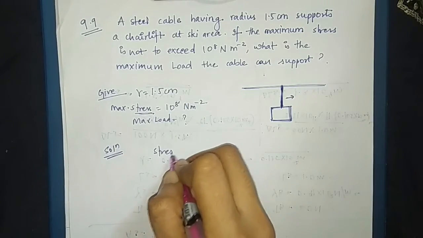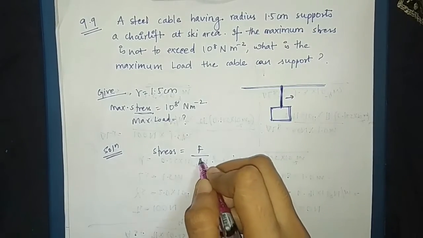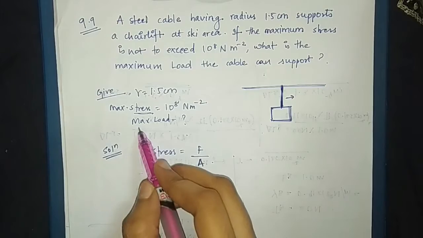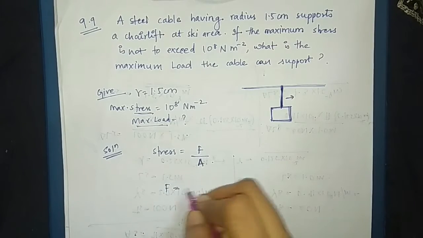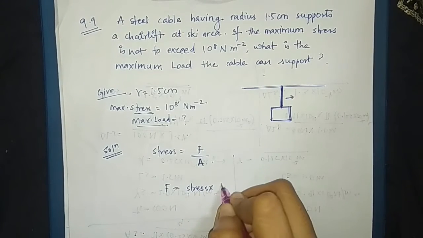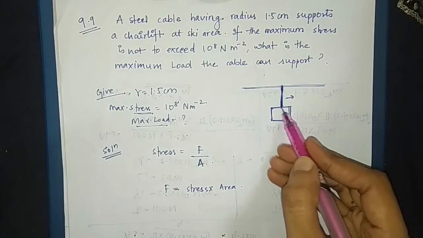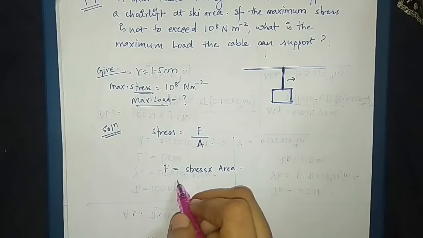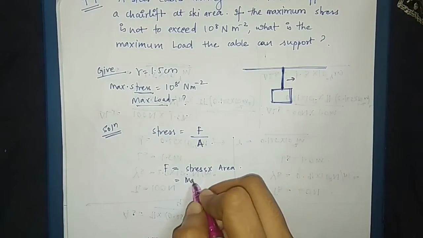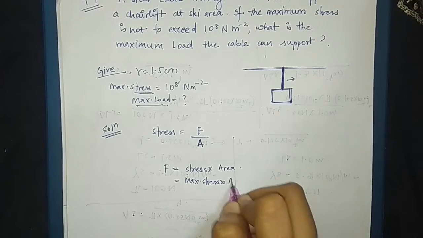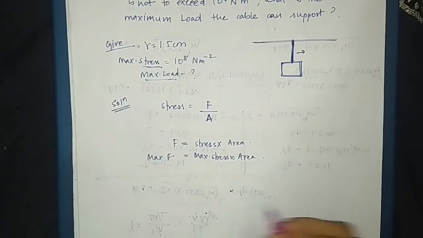What is the formula to calculate stress? It's force per unit area. The maximum load that it can handle is nothing but the maximum force that it can handle. So force can be calculated as stress times area. The area will be the cross sectional area of that cable. If I put the value of maximum stress times area, it will give me the maximum force that the cable can handle.